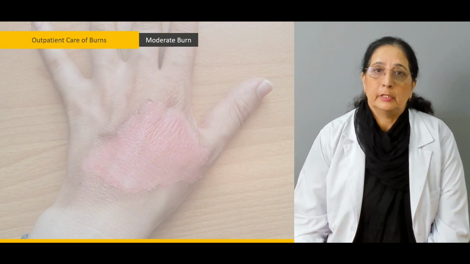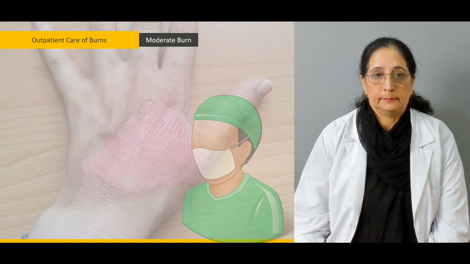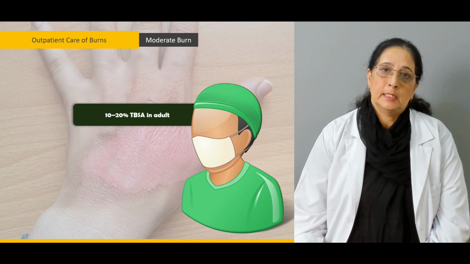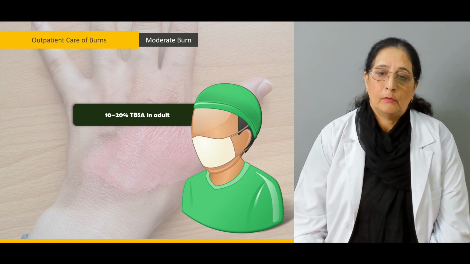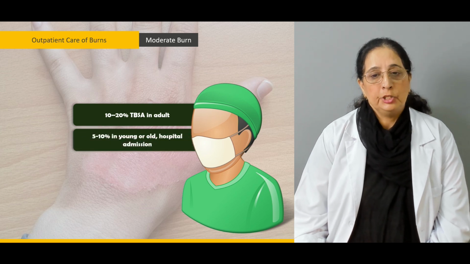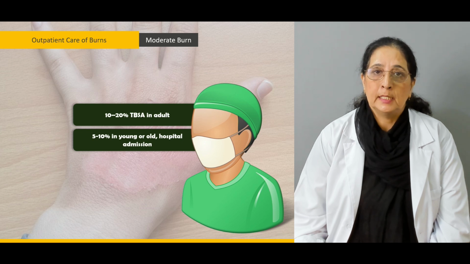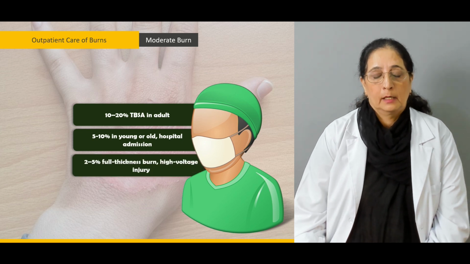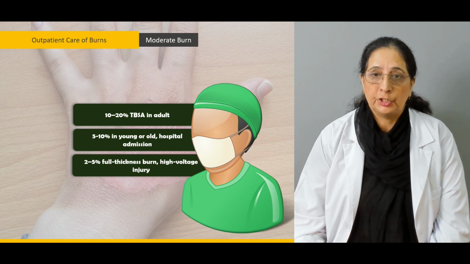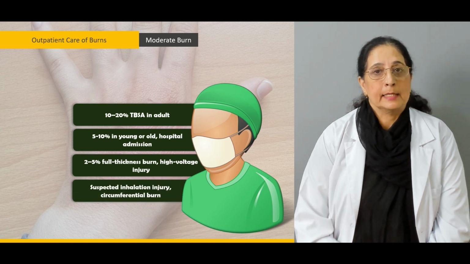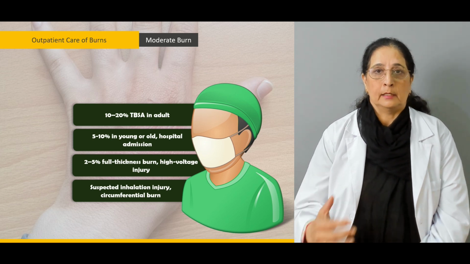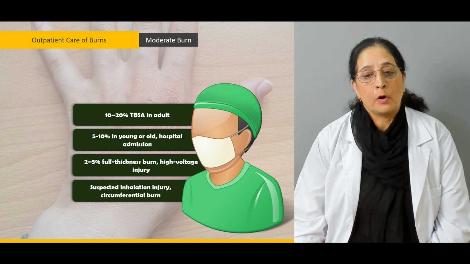Then moderate burn. Which are the moderate burns? 10 to 20% body surface area is involved in adults. 5 to 10% in young or old, hospital admission. 2 to 5% full thickness burn, high voltage injury, suspected inhalation injury, circumferential burns. All these are examples of the moderate burn.